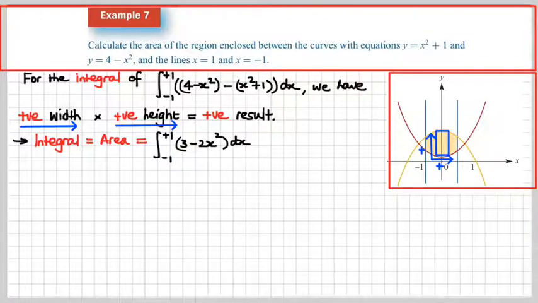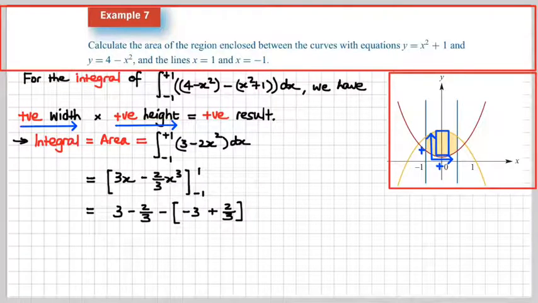So what do you get for the integral? Come on, do it in your head quick before I reveal it. Yes, 3x minus 2/3 of x cubed, evaluated between minus 1 and plus 1. And what do you get there? Yes, good. Very good, which will be 3 sixes are 18 minus 4, which will be 14 over 3.